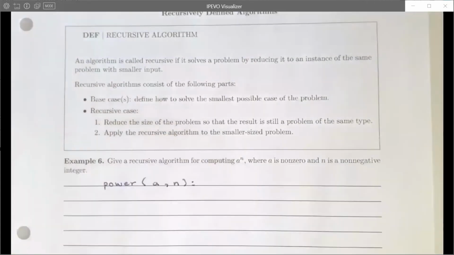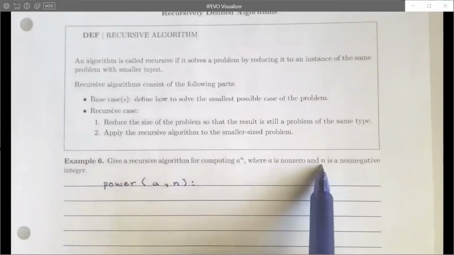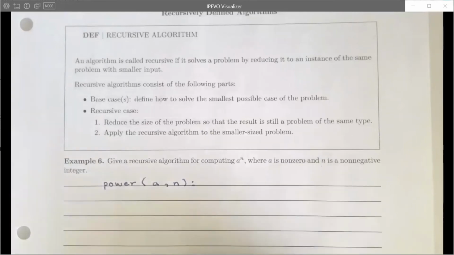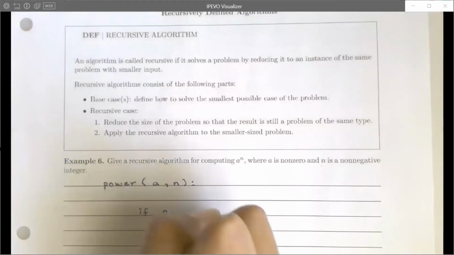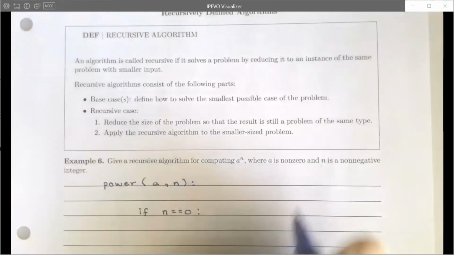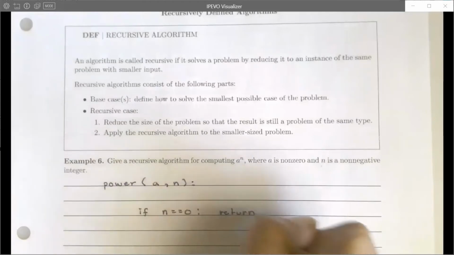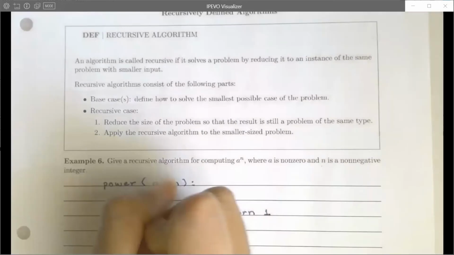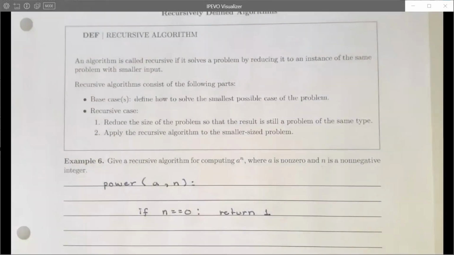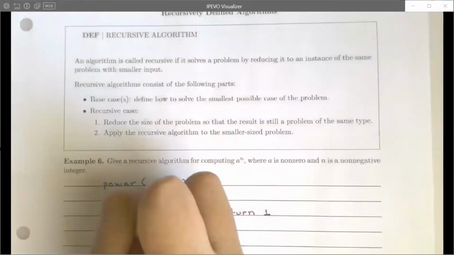Now we have to define what happens at the base case, at the smallest possible case of the problem. The smallest possible case of the problem would be when n is 0, right? That's the smallest non-negative integer. So we're going to say if n is equal to 0, then what we want to return is 1. So what we're doing here, I'll write it as a comment, is our base case.